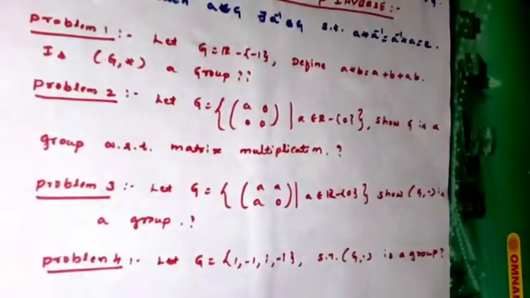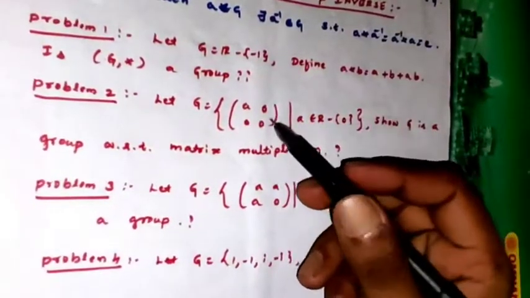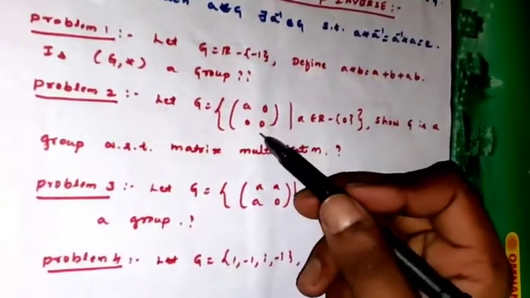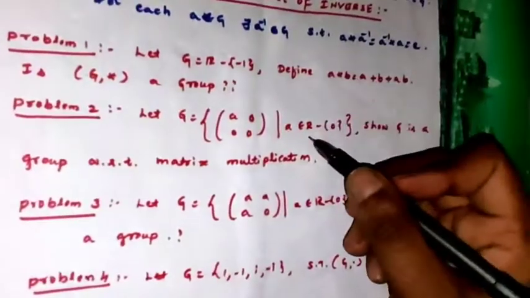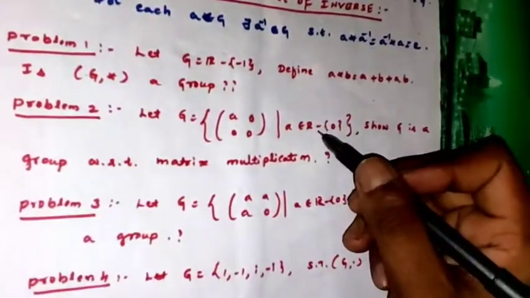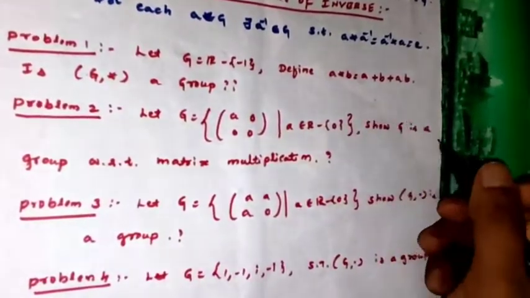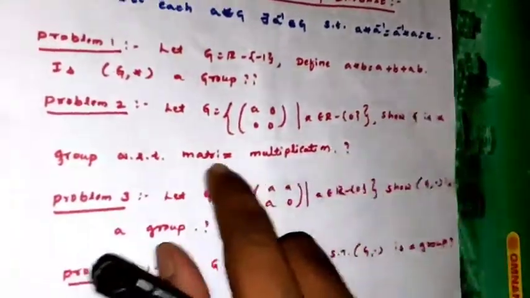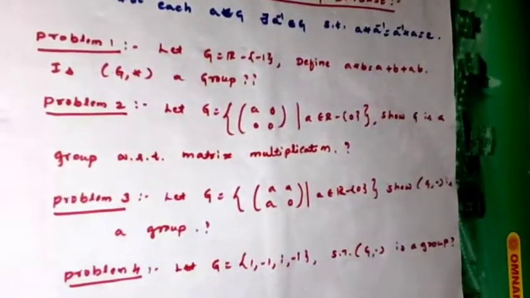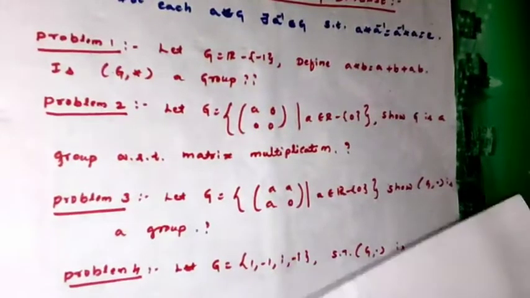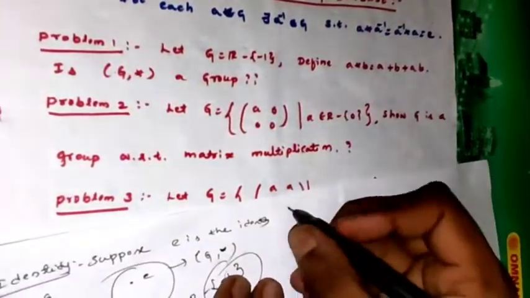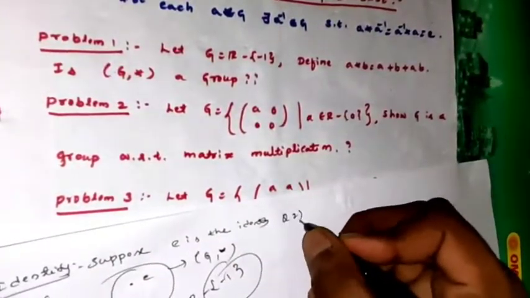Okay, the second problem is related to matrices. Let G be the set of matrices [a 0; 0 0], where a belongs to R except 0. Show that G is a group with respect to matrix multiplication. Does this form a group or not? This is problem 2, question number 2.